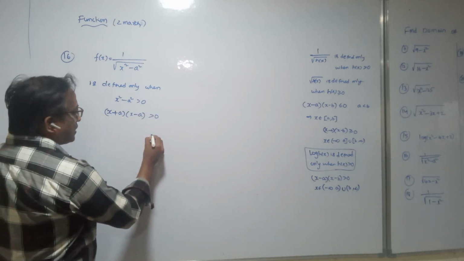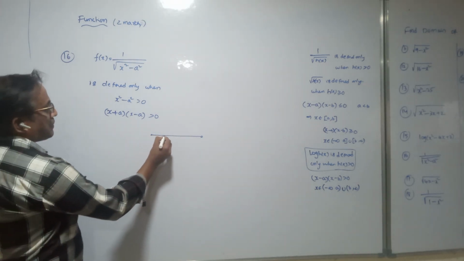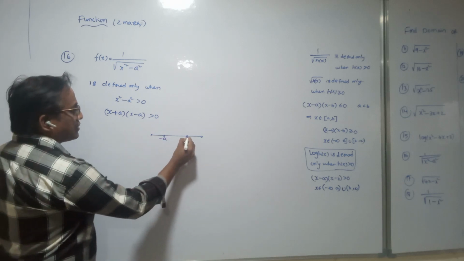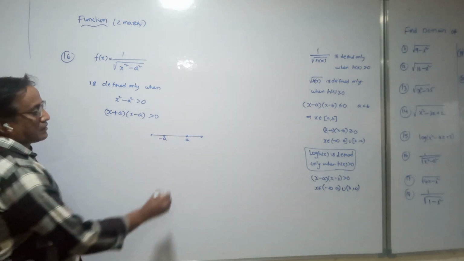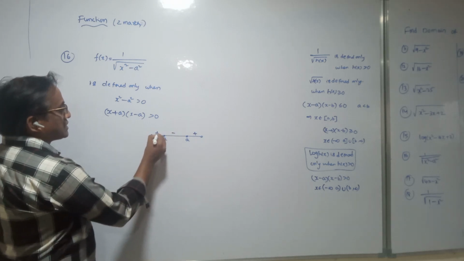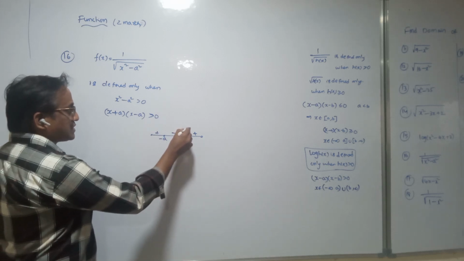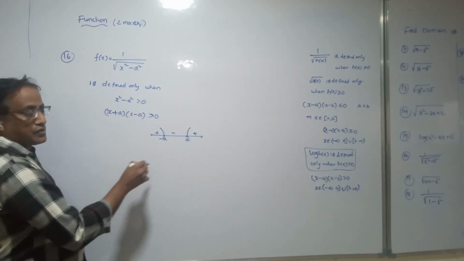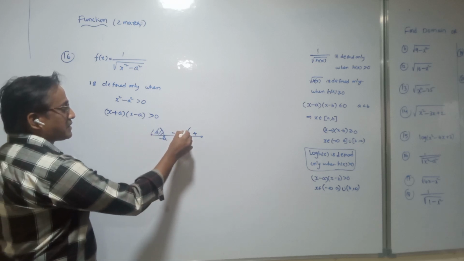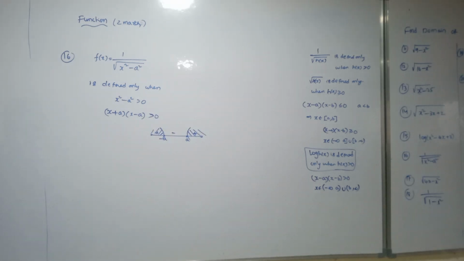Now you write the real line, simple method. Put the points. If you equate this as 0, you will get minus a to a. After the largest number, you put plus, minus, plus. You have greater than 0, that means it is positive. So the requirement is numbers which are less than minus a and the numbers which are greater than a.